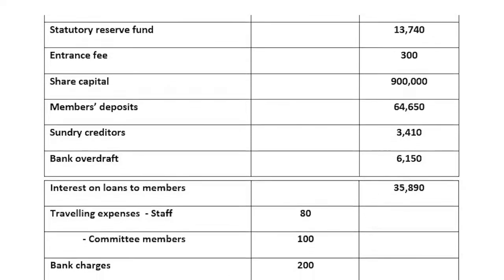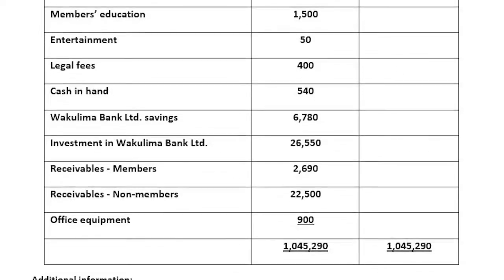bank charges, bank interest, salaries and wages, committee education, committee seating allowance, printing and stationery, general meeting expenses, members education, entertainment, legal fee, cash in hand, Wakulima Bank Limited savings, investment in Wakulima Bank Limited, receivables from members, receivables from non-members, and then finally we have equipment.